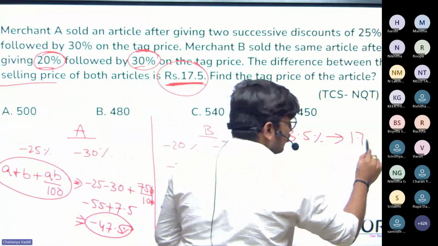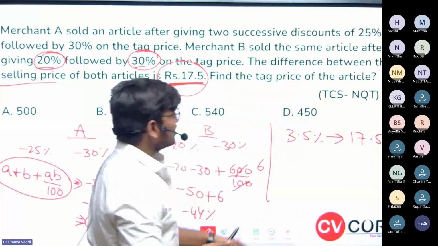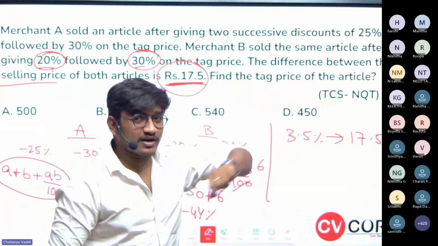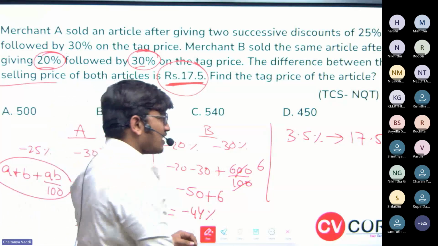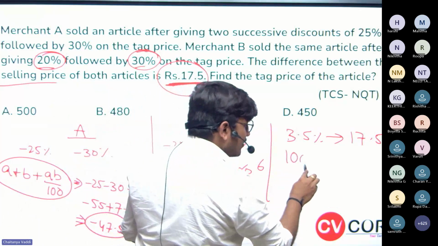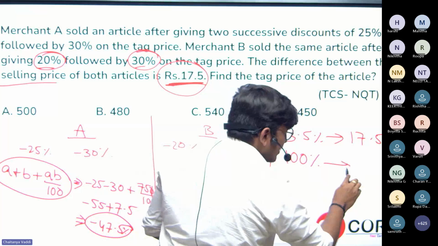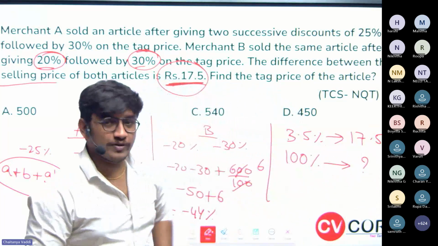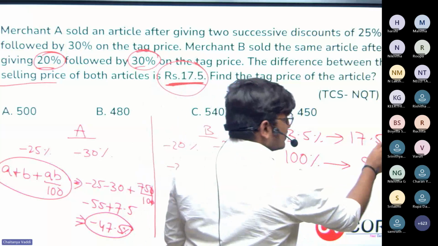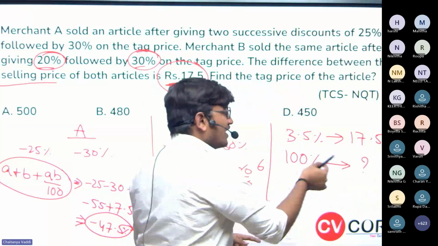So 17.5 rupees. They're asking to find the tag price of the article. Tag price means the overall price, correct? The market price. So they're asking us to find 100% is how much? So 3.5% is 17.5 rupees. What about the 100% value?